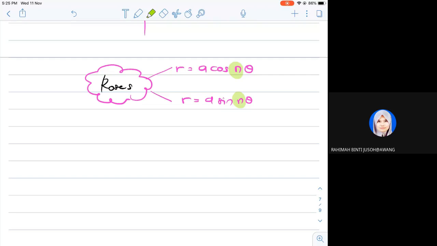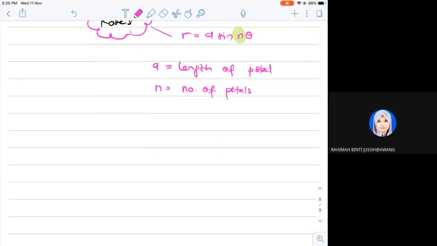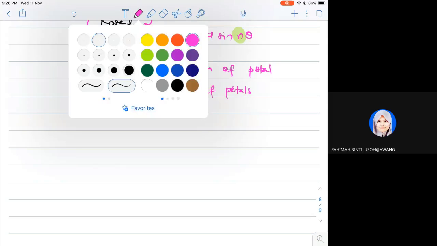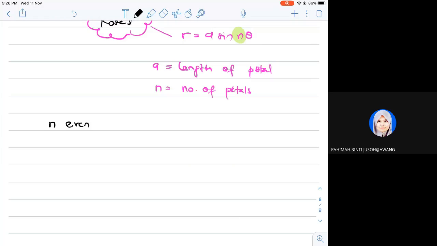Where a is actually the length of the petal, and n is the number of petals. So we have two cases of n: if n is an even number, and if n is odd.